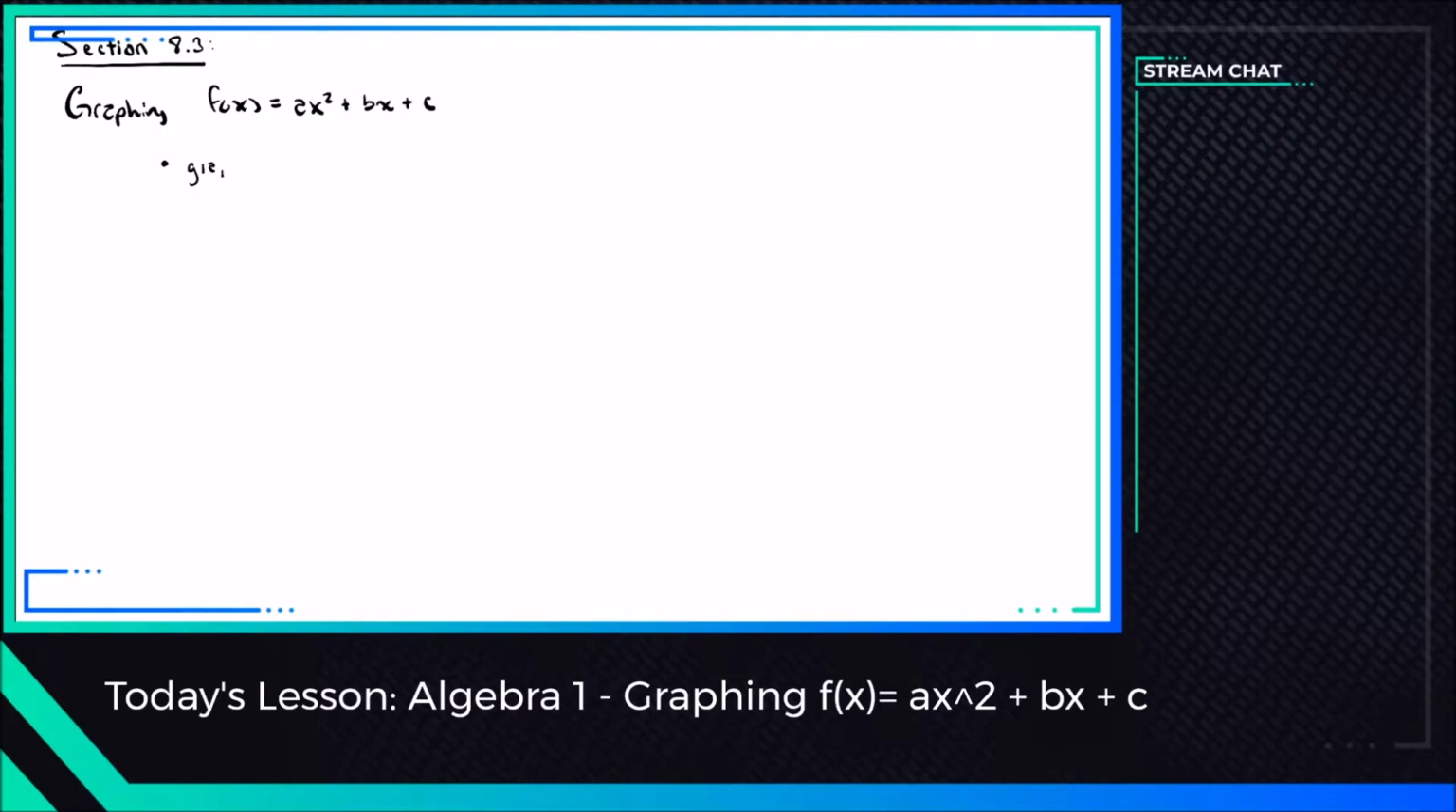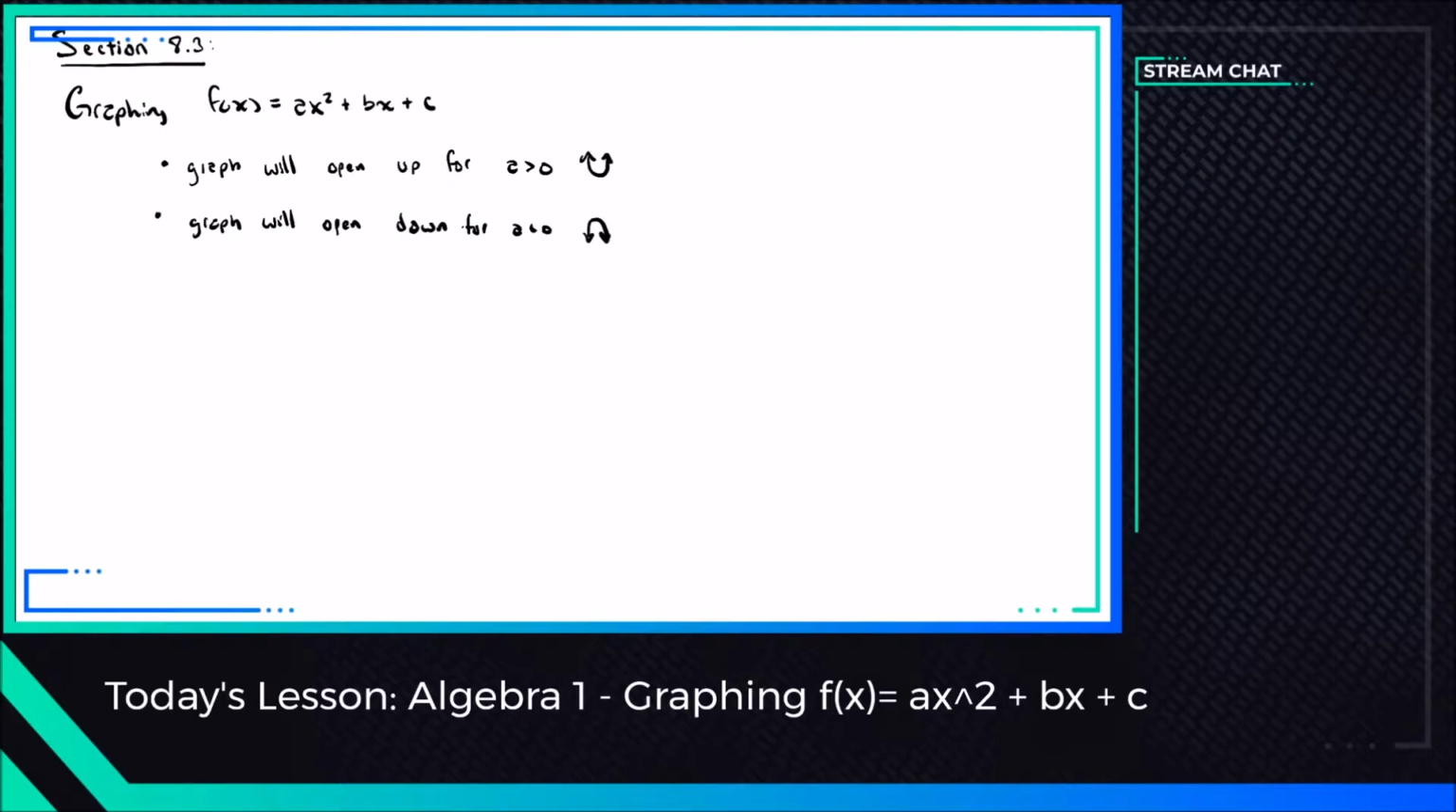Graphs will open upwards for a greater than 0. So that will look like that. And the graph will open downward if a is less than 0, or a is negative.